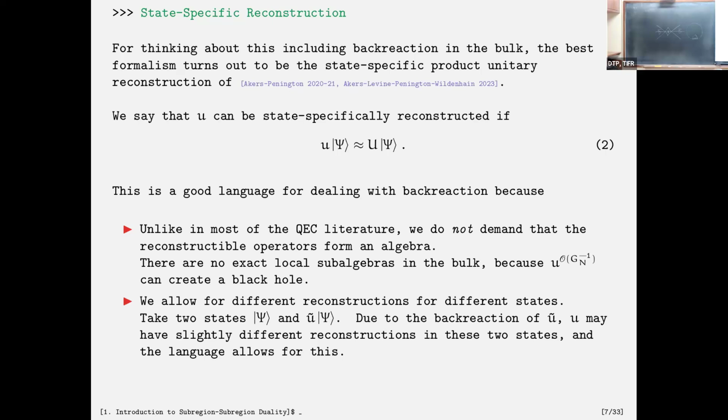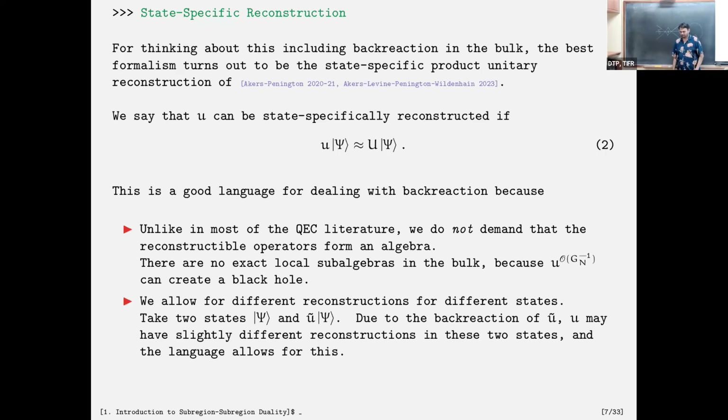Because it does not demand that the set of unitaries forms an algebra, which is fine because with any unitary you can put in enough time to make a black hole. Secondly, non-unitary operators mess with bulk locality, and you don't want to deal with that also. That's why it's local unitaries. So reconstruction is called state specific, because the boundary operator reconstructing a bulk operator depends on the bulk unitary and also the boundary state.